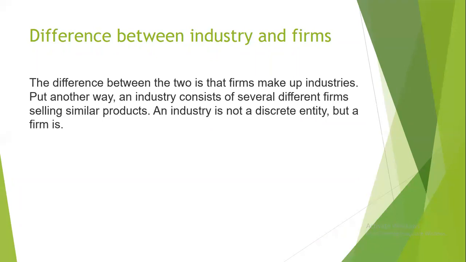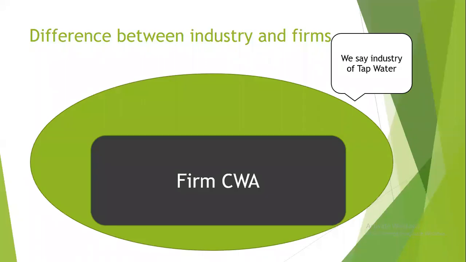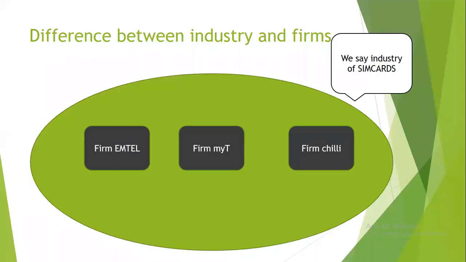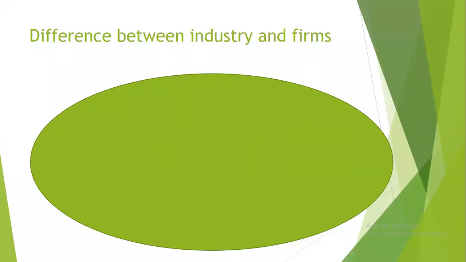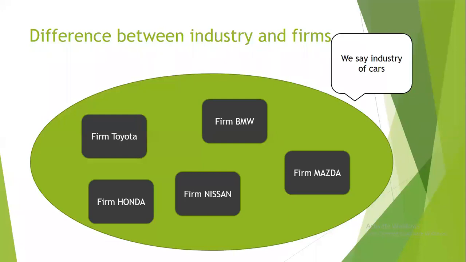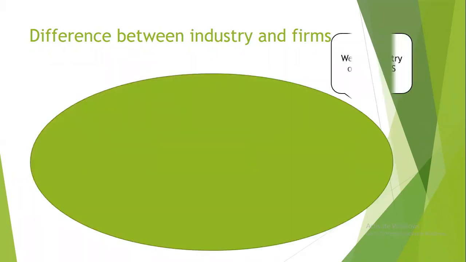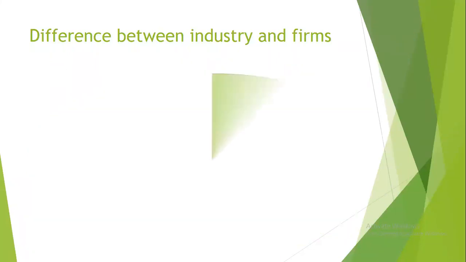Any question? So we have come here. This is an industry, a big round green one, and the black one is a firm. Here is the industry of SIM cards, and we have firm MTEL, firm Mighty, and firm Chili. We have the industry of cars, and we have all these firms. So the industry as a whole, and the small firms found in the industry.